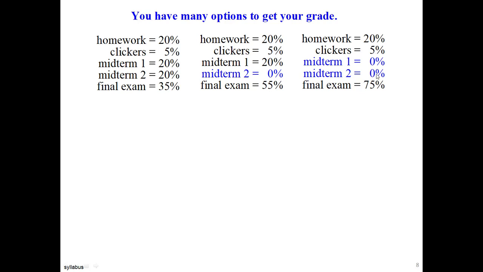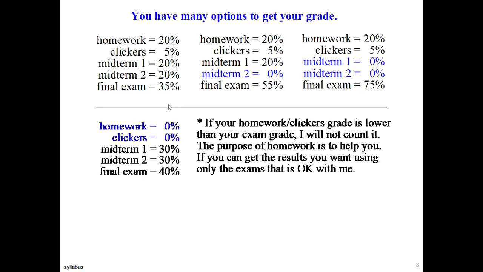Say you miss both midterms. I'm not going to give you zeros on those. What I'm going to do is take those percents and add them to the final. So the final will be your entire exam grade, if that's what you choose. I don't think that's a good idea because, like I said, I think midterm 1 is easier than midterm 2, and I think midterm 2 is easier than the final. But I leave it up to you.